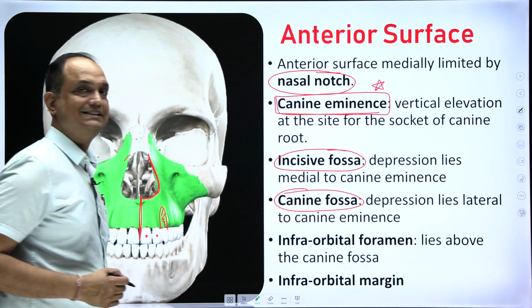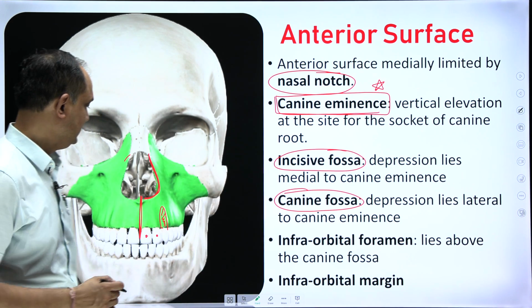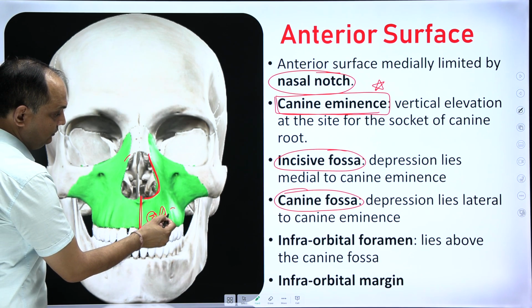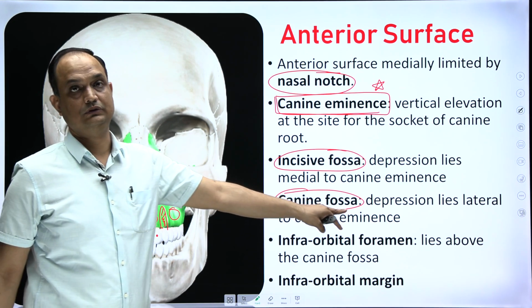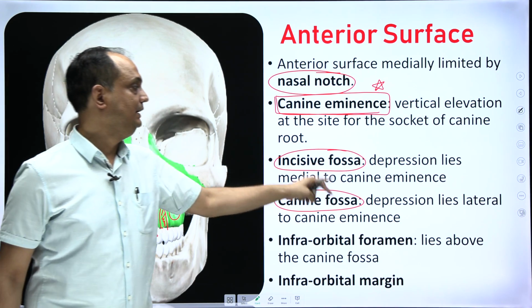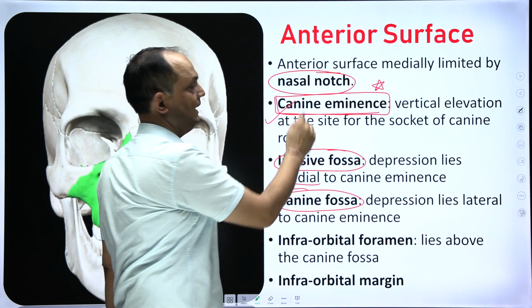Now you will have two fossae on both sides of this eminence. One is on the medial side, which is known as the incisive fossa, and the area lateral to that is known as the canine fossa. So canine fossa is lateral and incisive fossa is medial to the canine eminence.